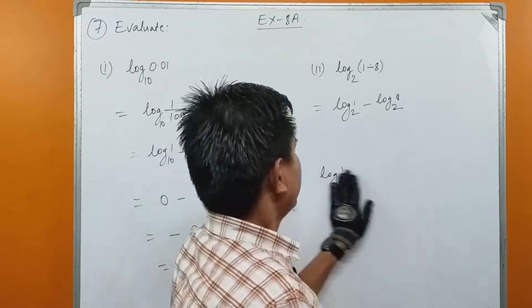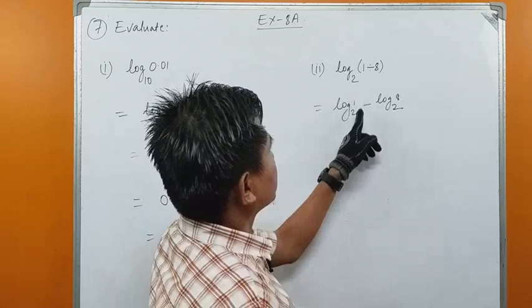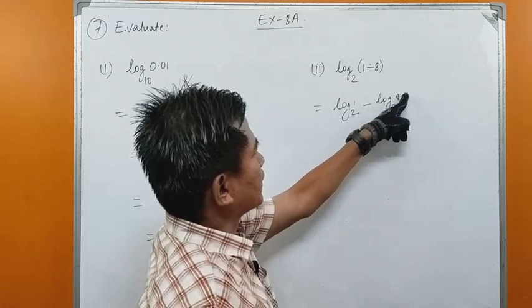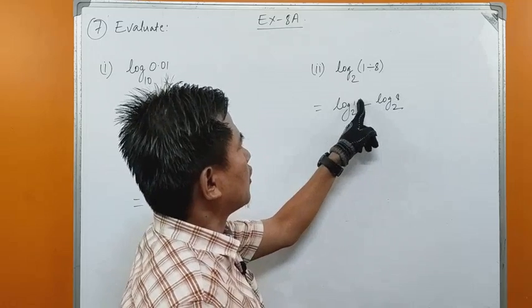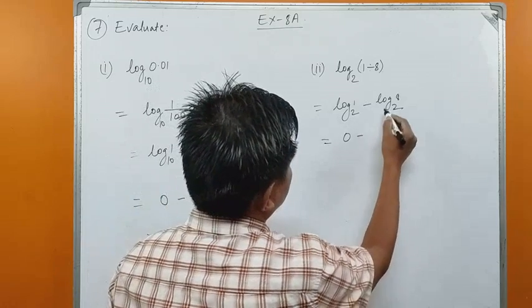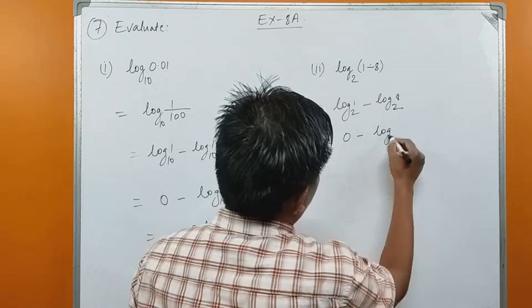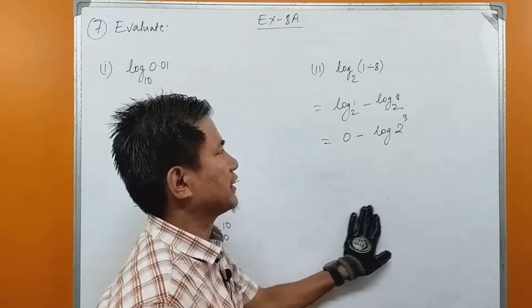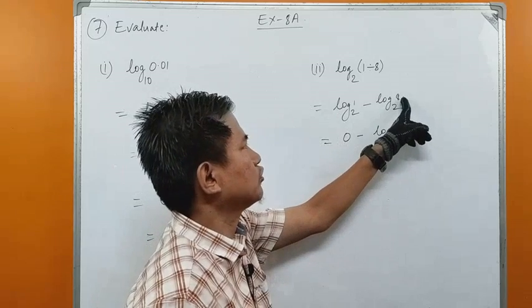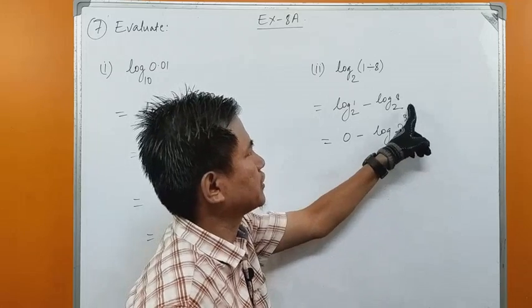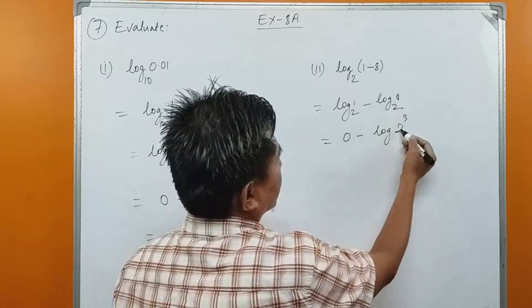Okay, so we have log 1 to the base 2 minus log, this divide changes to minus, log 8 to the base 2. So log 1 to any base is always 0. So this is 0 minus log 8. 8 means 2 cubed. 2 into 2 into 2 is 8. So 2 multiplied 3 times gives us 8. So 2 cubed is 8. Instead of 8 I write 2 cubed.